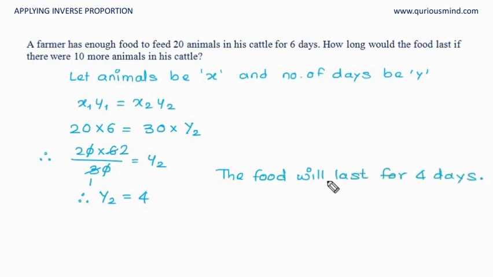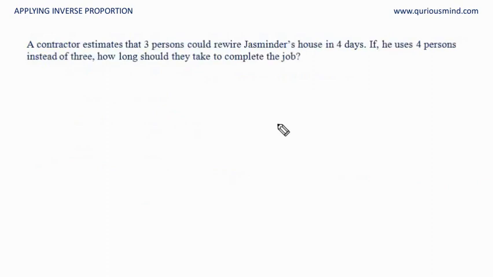Let's do another one. A contractor estimates that 3 persons could rewire Jasminder's house in 4 days. If he uses 4 persons instead of 3, how long should they take to complete the job? Now 3 people are doing that job in 4 days. If an extra person is added, the job will be done in less number of days. It will take less time because we have an extra person to do some job. So this is again an example of inverse proportion.